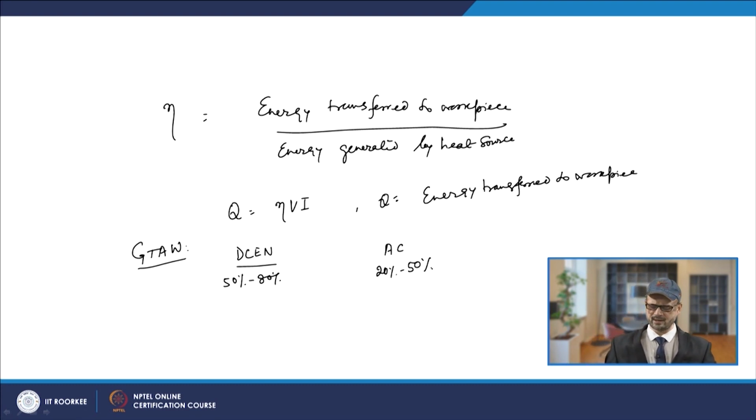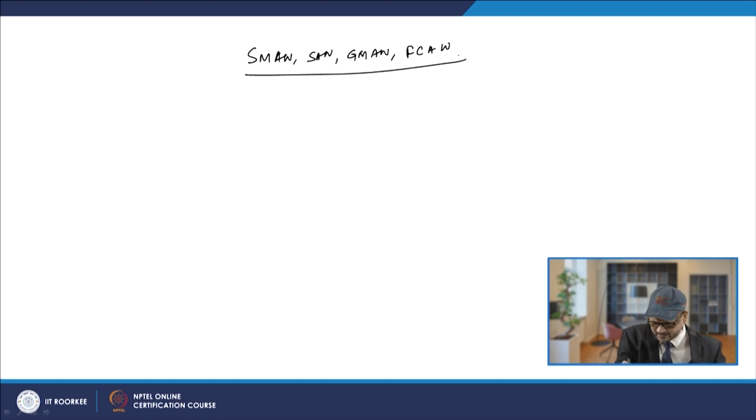If you take the example of shielded metal arc welding, for processes like shielded metal arc welding, submerged arc welding, gas metal arc welding, GMAW, or flux core arc welding, in these cases we use DCEP, or you may use AC also.